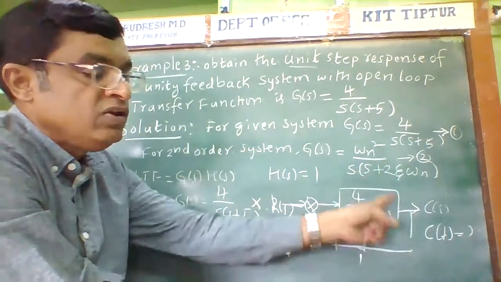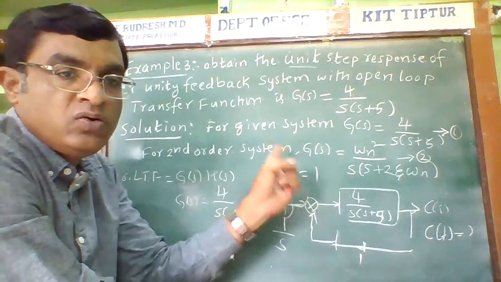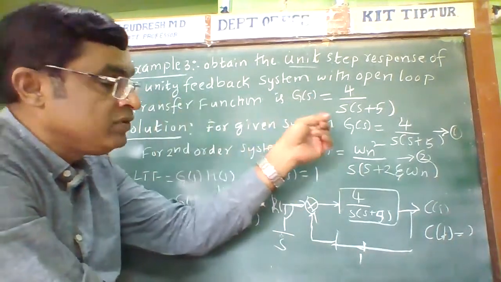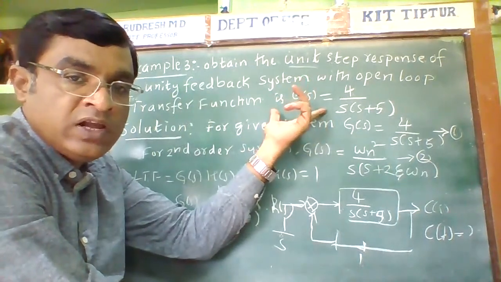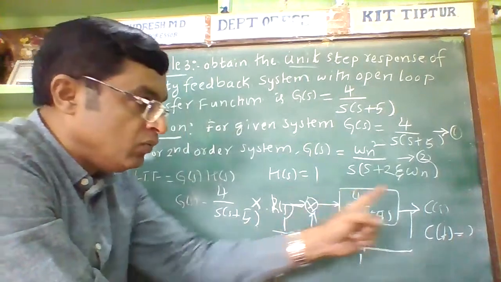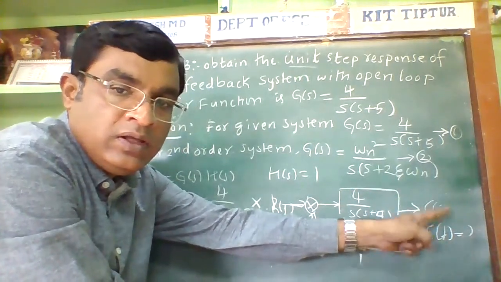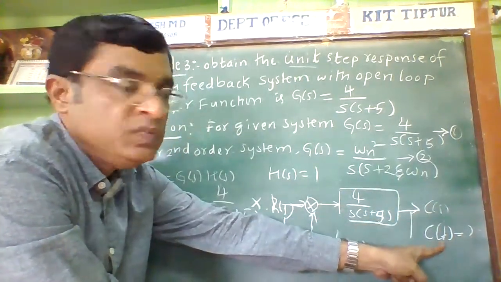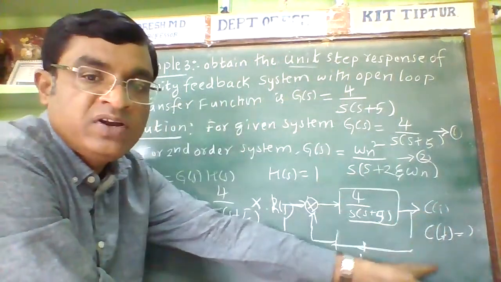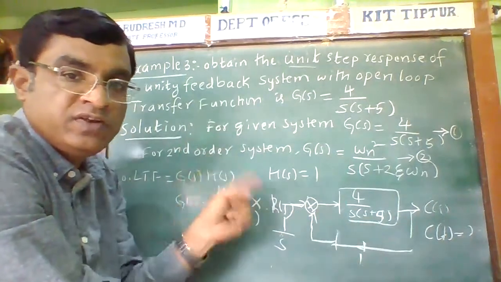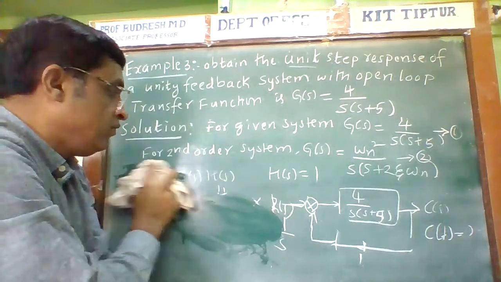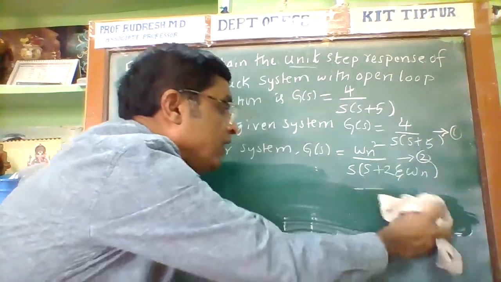Now this G(s) value is given, and G(s) into H(s) is the open loop transfer function. G(s) value is given, H(s) value is given. Therefore, we can easily calculate the open loop transfer function. Now, if the input is a step signal, then what will be C(s) or c(t)? For the unit step response we need to calculate c(t) for this particular system. For this, these are the given data.